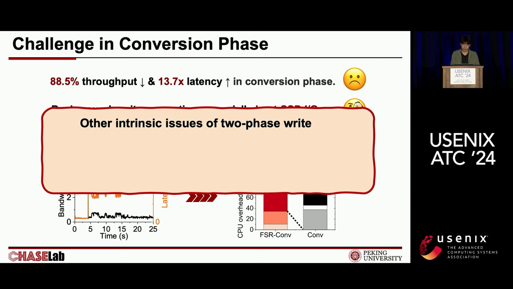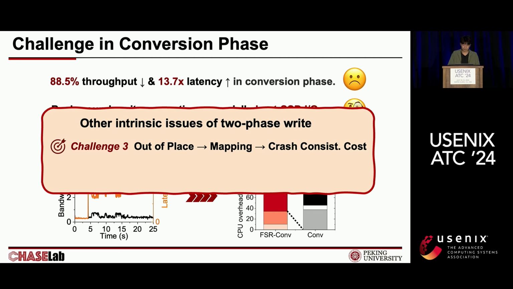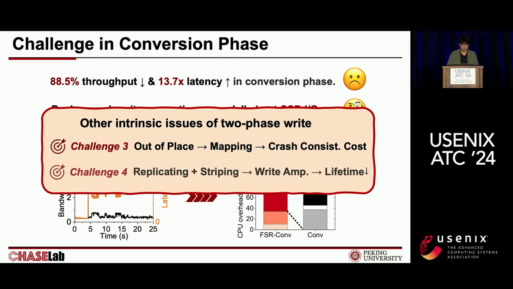Apart from the aforementioned penalties, two-phase write AFA imposes two more challenges. First, to support out-of-place updates, the AFA engine maintains extra mapping tables in host memory to record where data is stored. As these mapping tables are updated frequently, processing them imposes a huge burden on the host. Second, the replication plus striping write causes significant write amplification, which shortens the lifetime of SSDs.